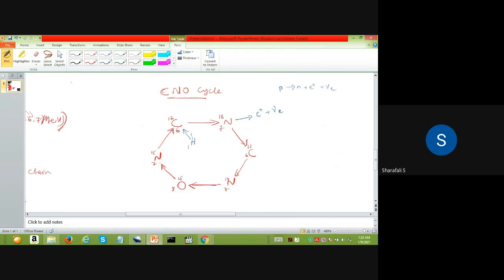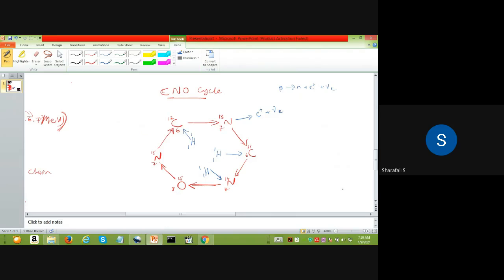Then this carbon again interacts with one proton, which will produce mass number 14, that is nitrogen 14, 7. Again, this nitrogen also interacts with one proton, and that will make oxygen 15, 8, just increasing the mass number by 1 and the atomic number by 1.